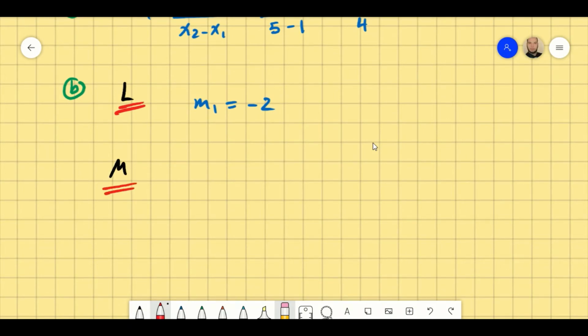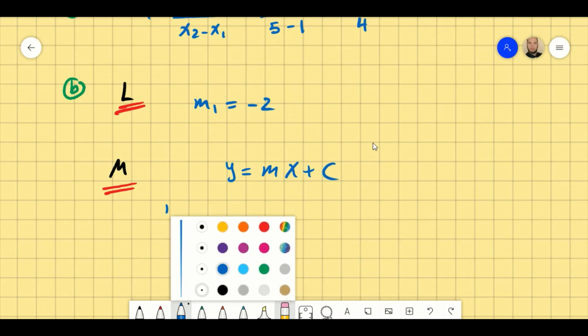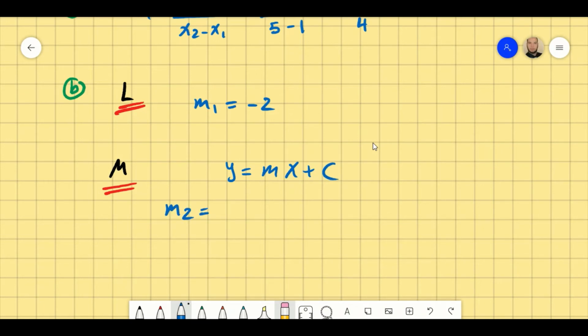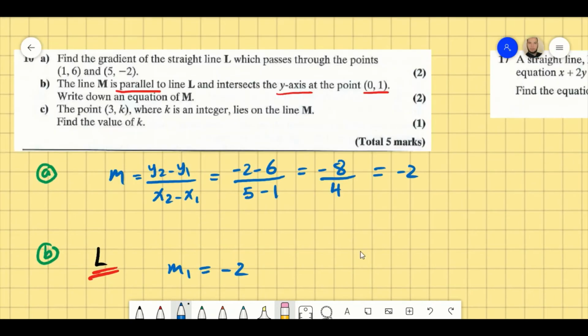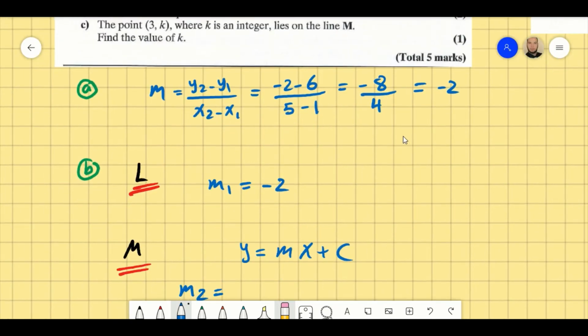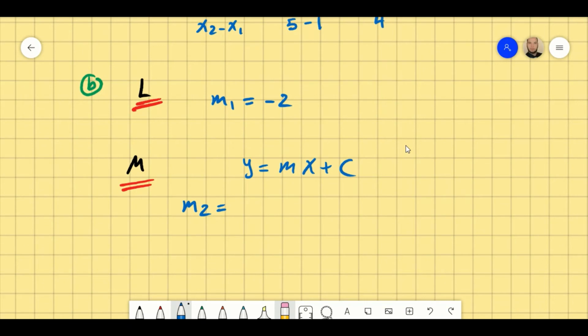Okay. The equation we want is y equals mx plus c. So what is m2? Go back to the keywords, the underlined words. It said parallel, so same slope, negative 2. Let's update our equation: y equals negative 2x plus c.